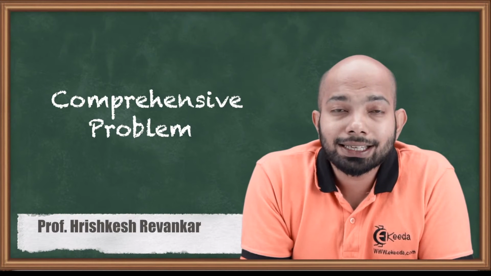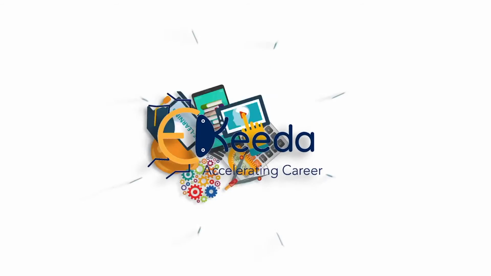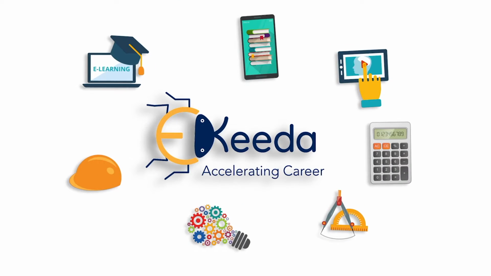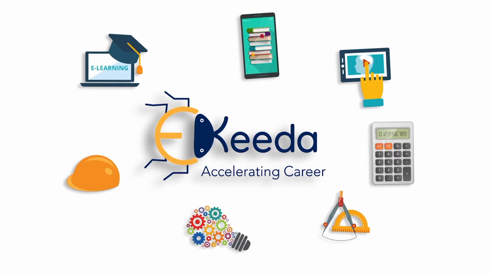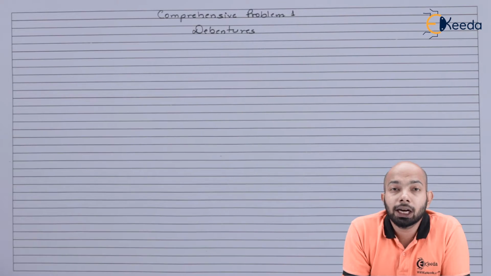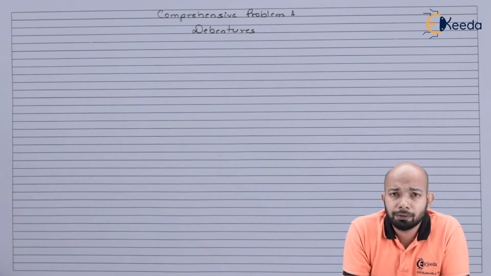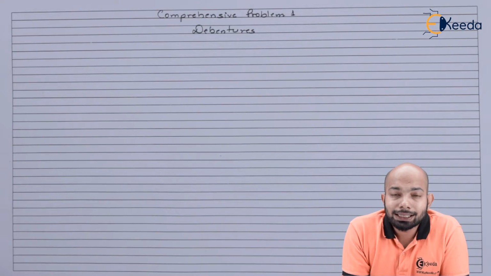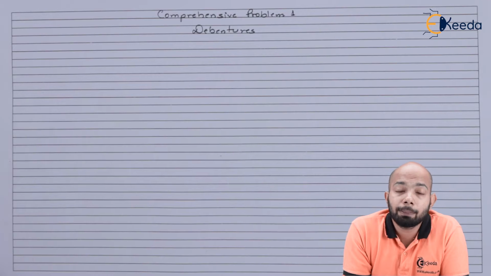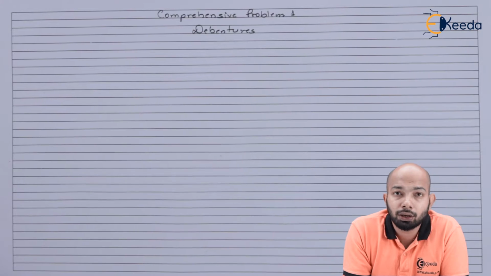Hello friends, we'll be discussing another concept, or rather illustrations, related to the issue of debentures. When we speak about the issue of debentures, we understand that this is on the same platform and criteria as how equity shares or preference shares are dealt with. Instead of equity share capital, we have debentures account, and instead of equity share application and equity share allotment, we have debentures application and debentures allotment.